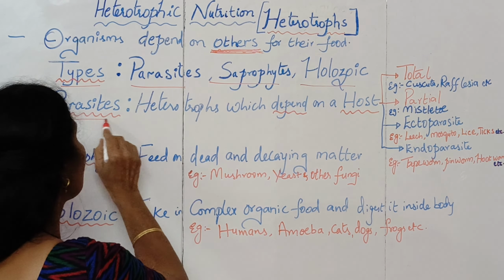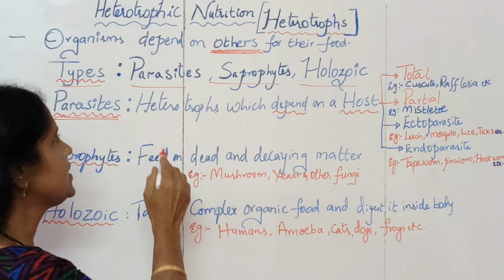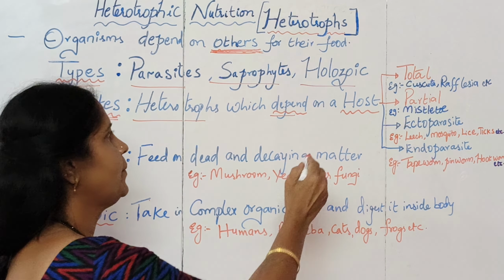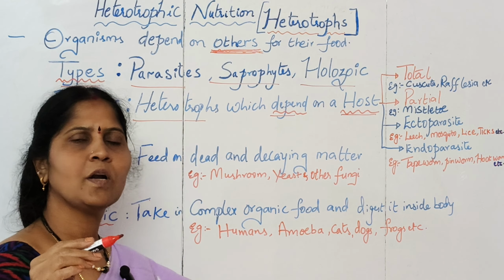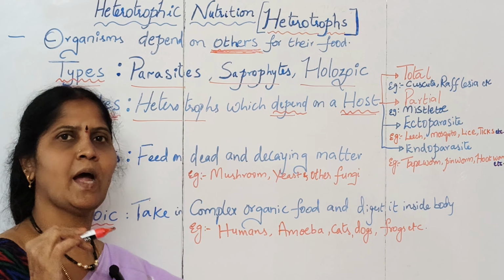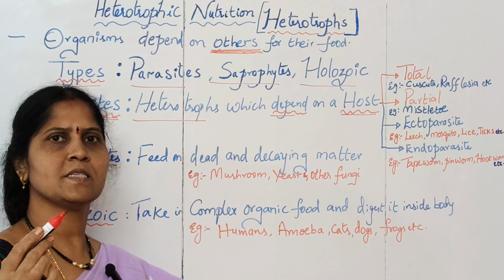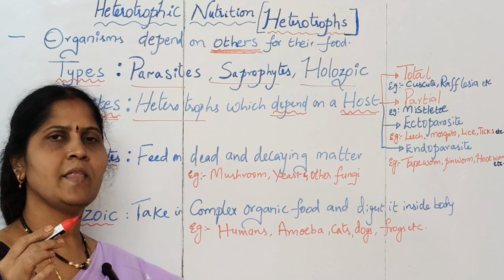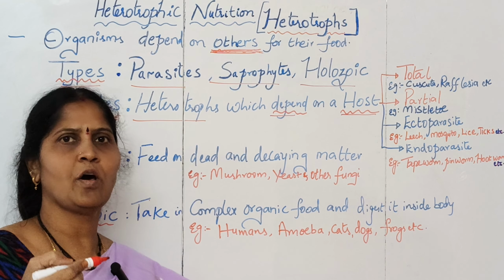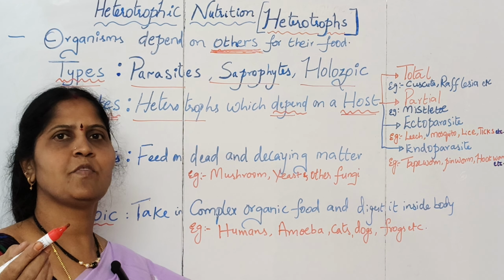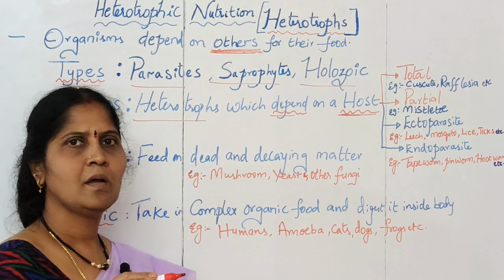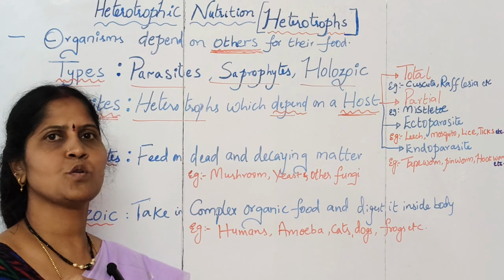So what are parasites? Parasites are heterotrophs which depend upon a host organism. Now what is this host? It is an organism on which they depend by attaching to it. These organisms, called parasites, attach to another organism and start taking nutrients from it. The organism from which they take nutrients is called the host organism. They derive their nutrients from the host organisms.